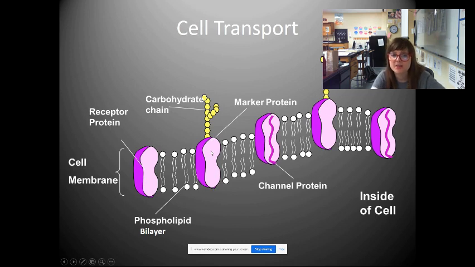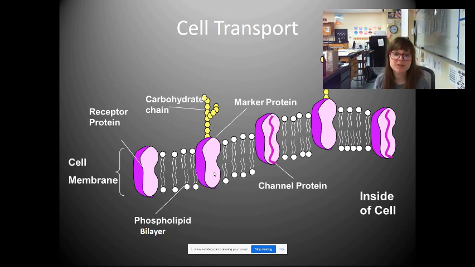The next thing that we have is the marker protein. And marker proteins often have these little carbohydrate chains on them. Marker proteins just act like a name tag. They identify the cell. So every cell in your body has marker proteins that identify them as your cells. And this is how your immune system knows to fight off things that don't belong, because bacteria and viruses and things that get into your body that don't belong there don't have the same markers as your cells. And so your immune system will attack them. That's also how allergies happen, but we'll talk about that later on this year.